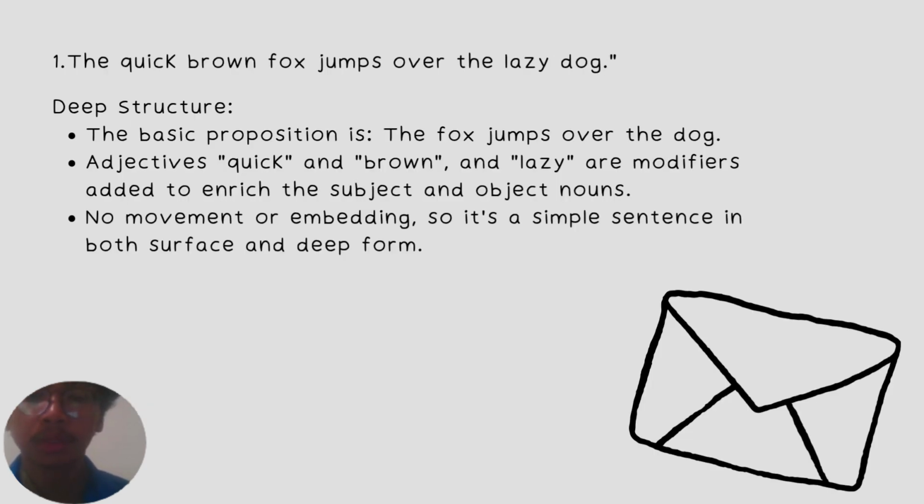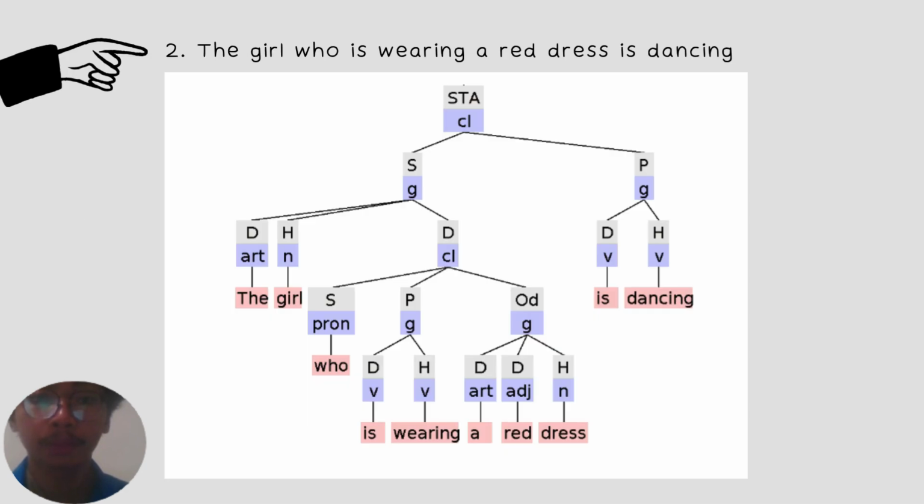So, what about the deep structure? The basic proposition is the fox jumps over the dog, and then the adjectives quick and brown and lazy are modifiers that are added to enrich the subject and object nouns. There is no movement or embedding, so it's a simple sentence in both surface and deep form.